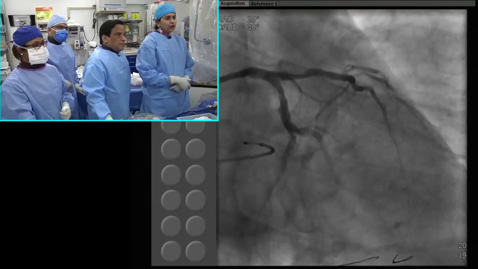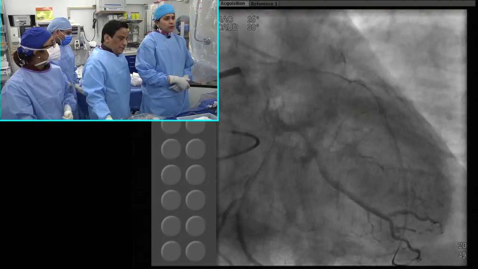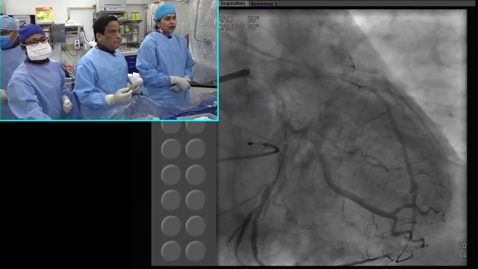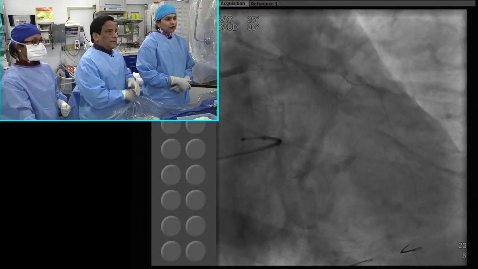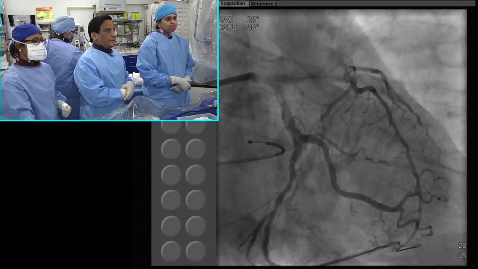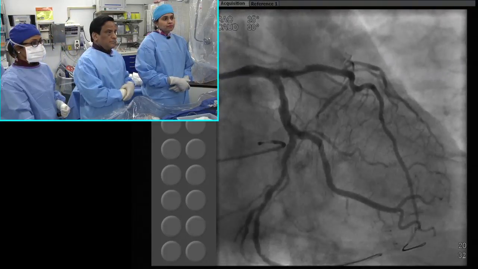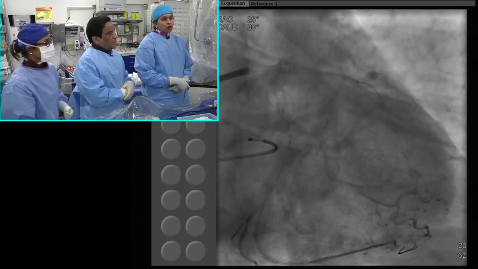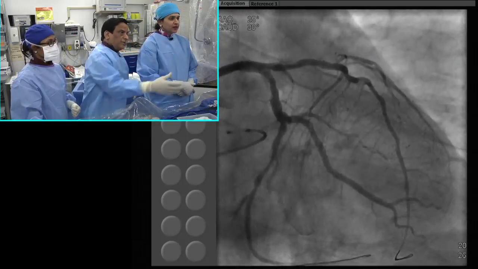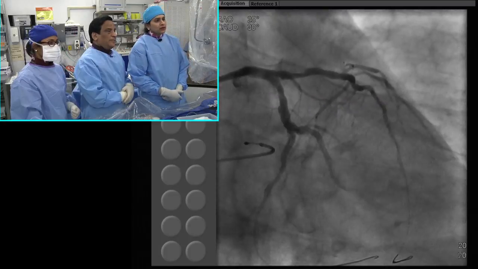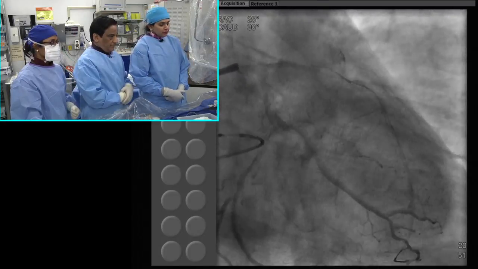I think if we are going to do the mini crush, we will get a 4.0 into the circ, 4.0 by 16. And what do you want into the LAD, 4.0 or 3.5? 3.5 by 28. You don't think the circ needs a little longer? 24? No, 20. 20 maybe, okay, 20. A 24 will go near the OM, we don't want it. And 3.5 by 28 in the LAD.